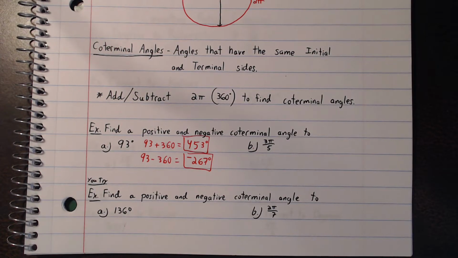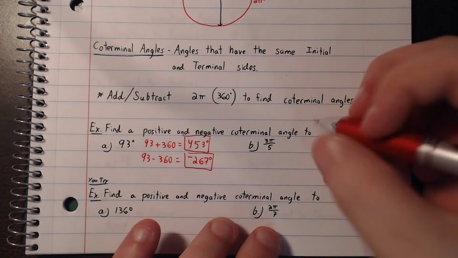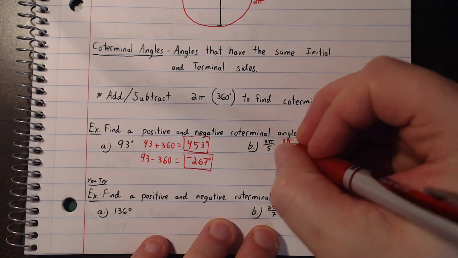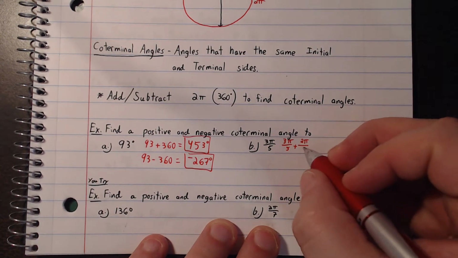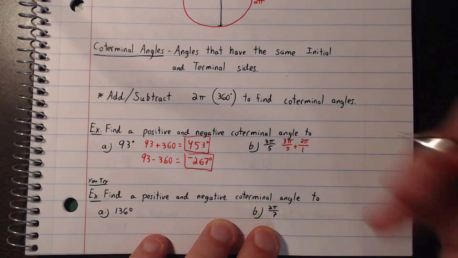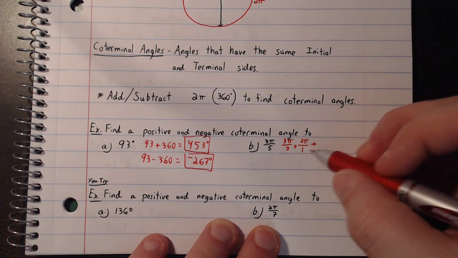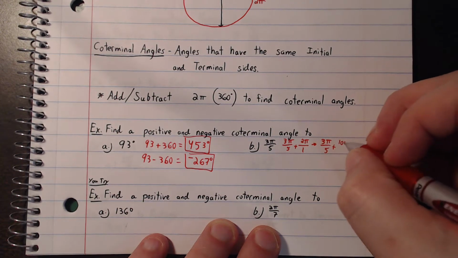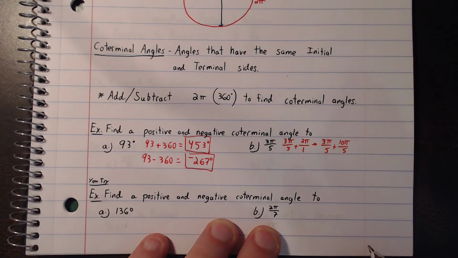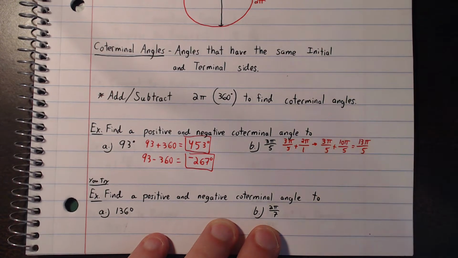Okay? Here we have radians, right? 3 pi over 5. So now we want to be adding 2 pi. So we have 3 pi over 5, and we're going to add 2 pi. Normally 2 pi is over 1. And in order for us to add these, we need to have common denominators. So I'm going to multiply this whole thing by 5 over 5. That'll give me the common denominator that I need. And when we add, we get 13 pi over 5.